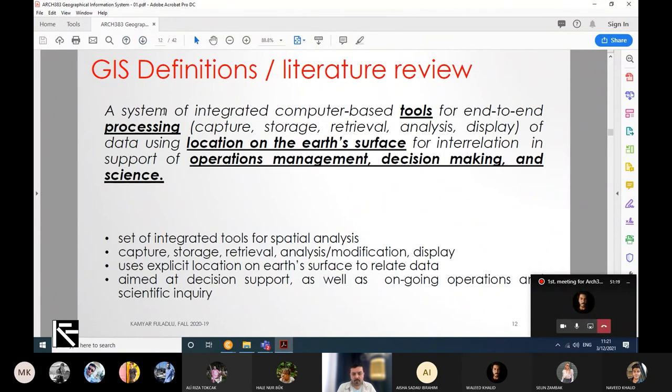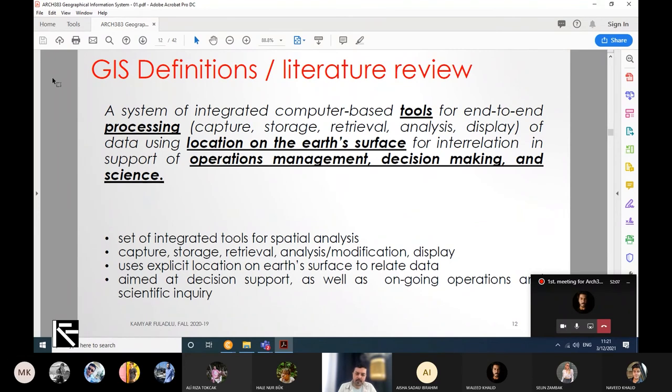But as I tell you, the good definition that I try to put here is a powerful system which has an end-to-end process. End-to-end means that you start from one part and you get the result at the end of it. You don't need to give it to someone else to do the rest of the project. You do everything from beginning to end inside the tools. This process includes capturing the data, storing, retrieving it, analyzing, and providing the output.